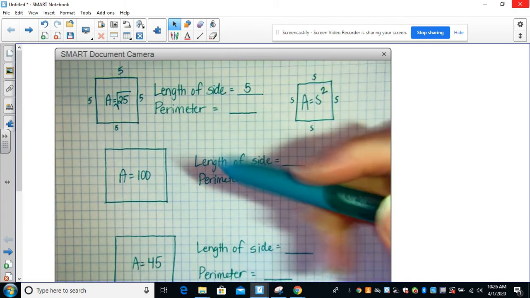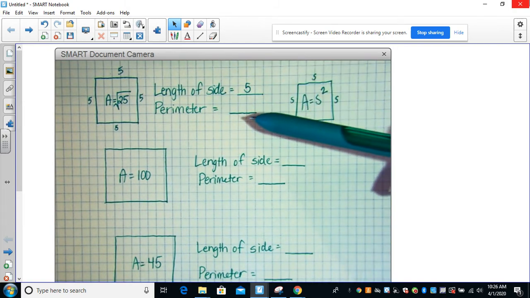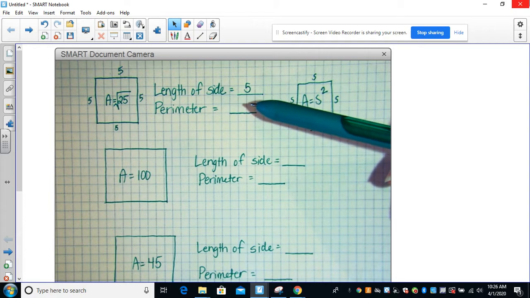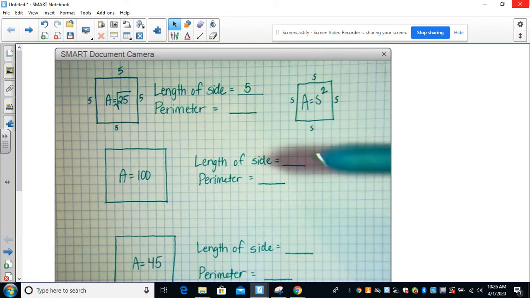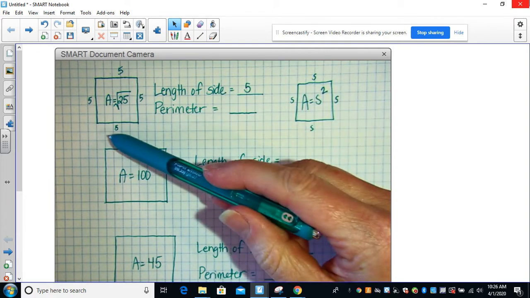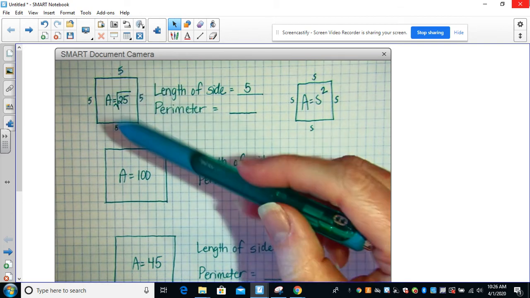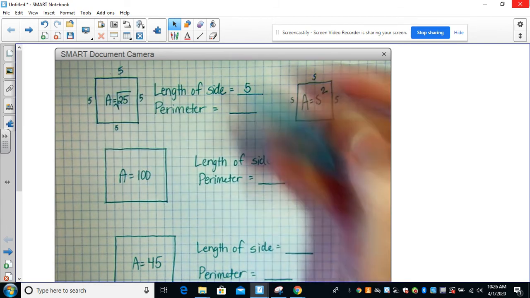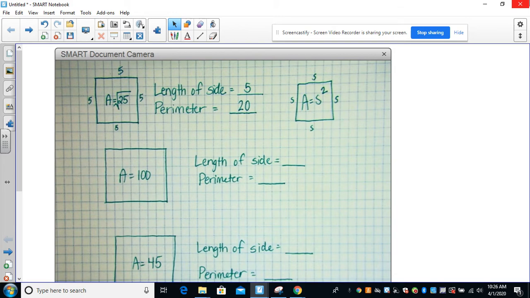And then a lot of times they'll take that one step further and ask you for the perimeter. Now be careful. Don't try to do 5 times 5 again. We have to add 5 plus 5 plus 5 plus 5. So that's 5, 10, 15, and 20. 20 would be the perimeter.